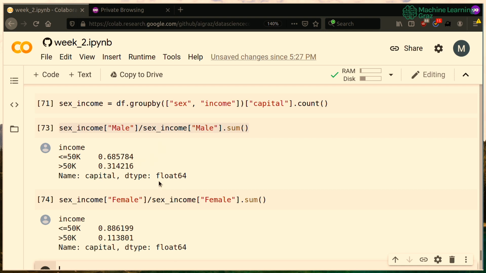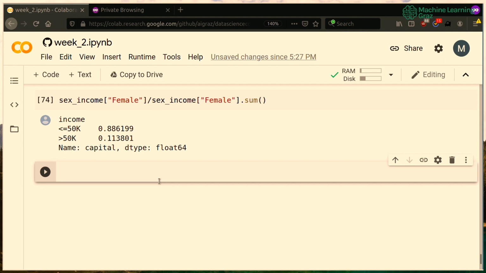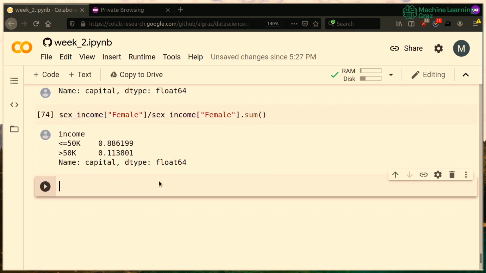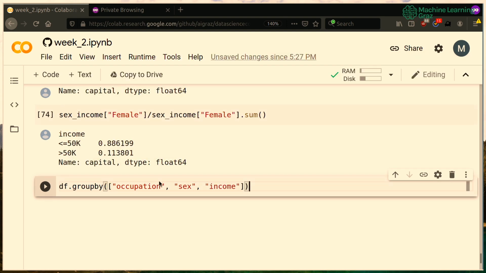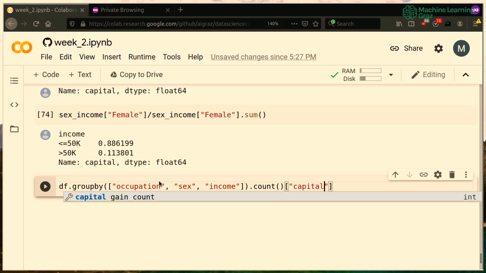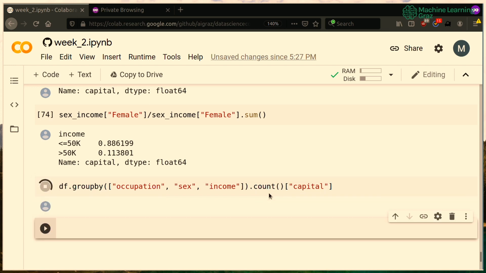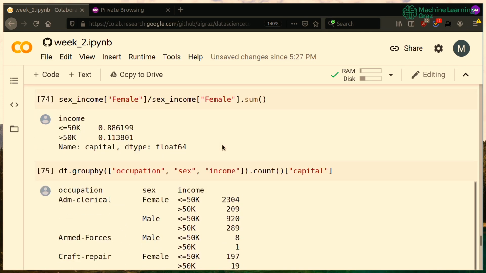And for this, we need to do something similar to before. But we also have to take the occupation into account. So I will write the following: df group by, and here I will group it by occupation, sex, and income. And then I will write count, and I will get one of the columns. Because as we saw before, they're all the same. It's just the number of rows, and it doesn't matter which one you pick. So if I run this, I get all the jobs on the left. Then in the middle, we've got the sex. And finally, we get the income.